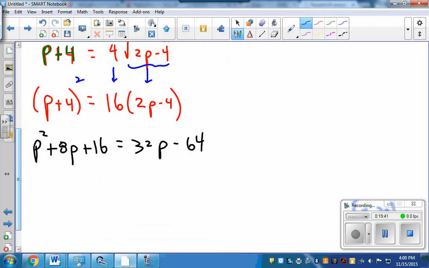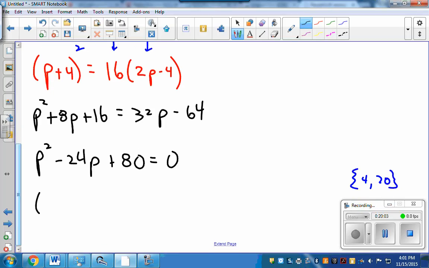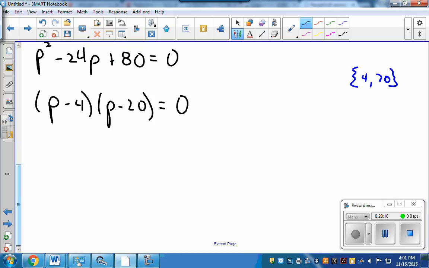And we're going to, let's see, move all the terms to one side. So 32 less 8 is 24, so minus 24p, and move the 64 over. So what's that? Plus 80 equals 0. Okay, since I already know the answer, I know this is going to factor very nicely. P minus 4 times P minus 20 is 0. And again, you can just double check the factoring. That's certainly the way it works out. So P is equal to 4 or P is equal to 20.